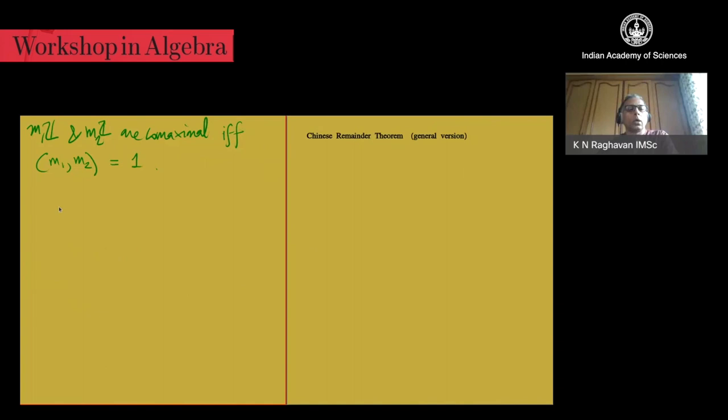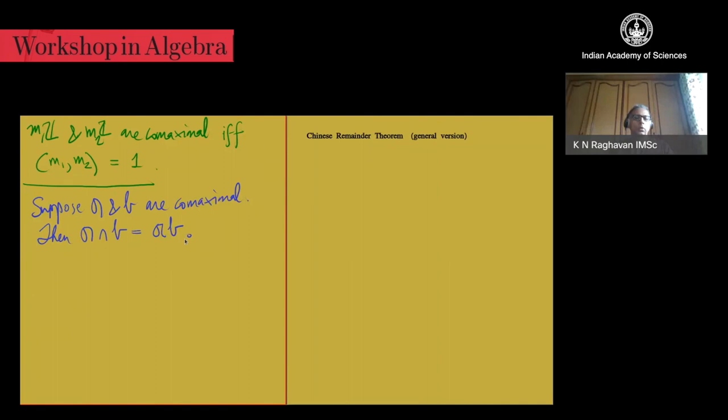Now, some properties of co-maximal ideals. So let me use a different color for that. Okay, that's not really visible on this background. So let me go to blue. Suppose A and B are co-maximal, then their intersection is their product. Okay. Now, proof. Let's prove this.